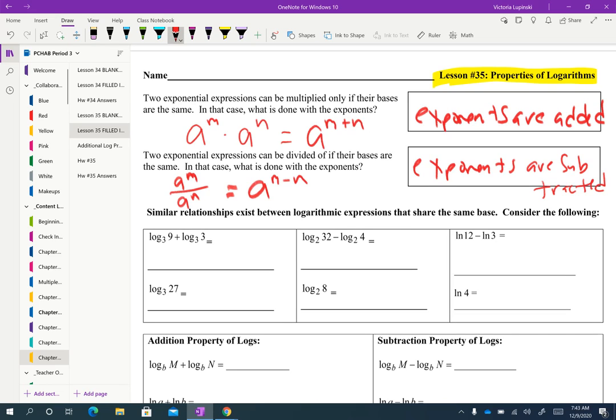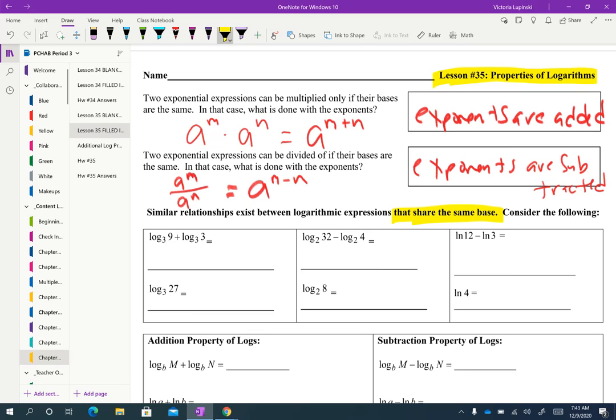If you remember the properties of exponents, there's a direct correlation between the properties of logs that share the same base. And again, we must emphasize that they must share the same base. It's not often you'll be given problems where they don't share the same base, but it is still something that you have to watch out for. To investigate those properties of logarithms, consider the following.